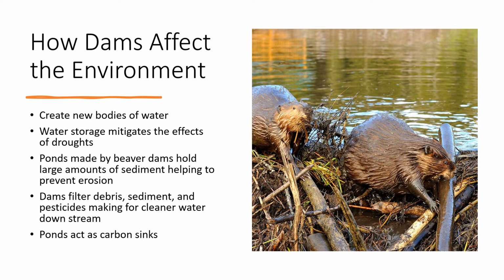How dams affect the environment. So beaver dams create new bodies of water by slowing the flow of streams and rivers and creating ponds. And this stored up water, these bodies of water, can help mitigate the effects of dry seasons and droughts because there is a large supply of water being stored here. And ponds made by beaver dams hold a large amount of sediment as well, which helps prevent soil erosion on the banks of these rivers and streams that they block up.